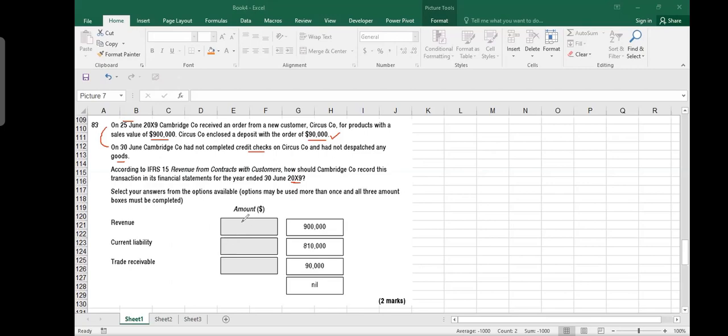So revenue, of course, there should be no revenue. Current liability, of course, there is a current liability of 90,000. And trade receivables, again, nothing. It is also nothing, because you have received the order, you have received the money, and this cash is like a liability on you. You have not delivered the goods, you have not satisfied any performance obligation, so no revenue, no receivable, just a liability of $90,000.